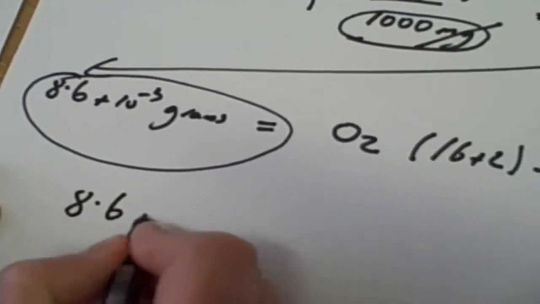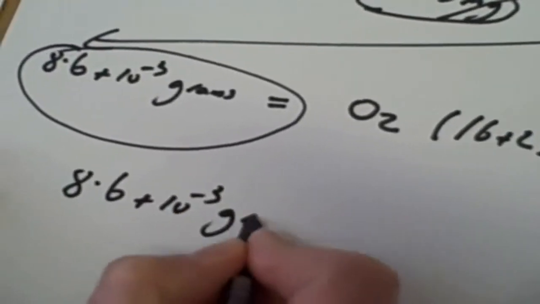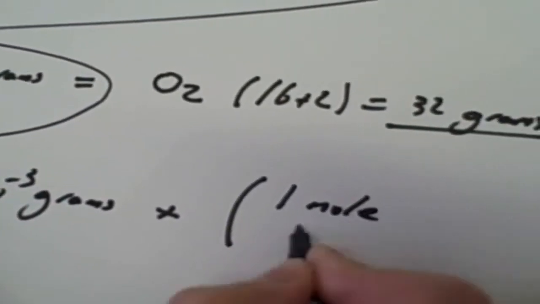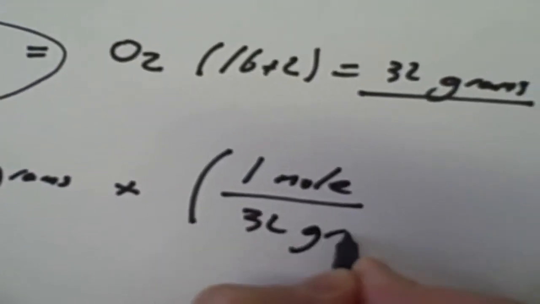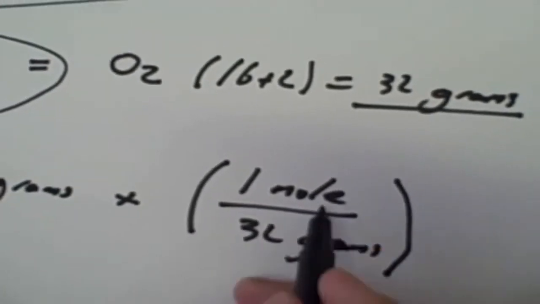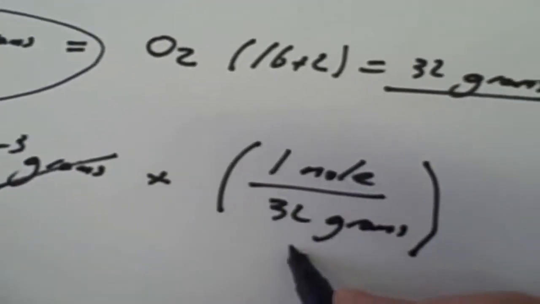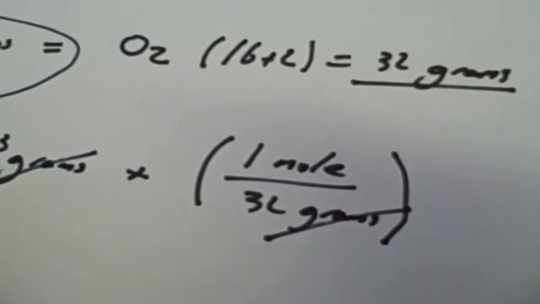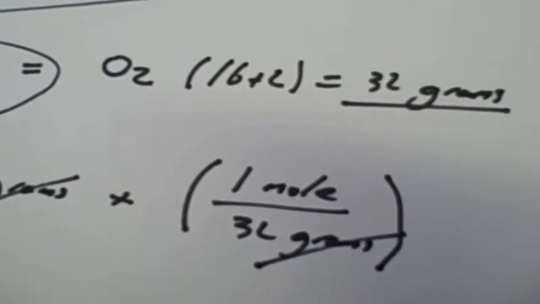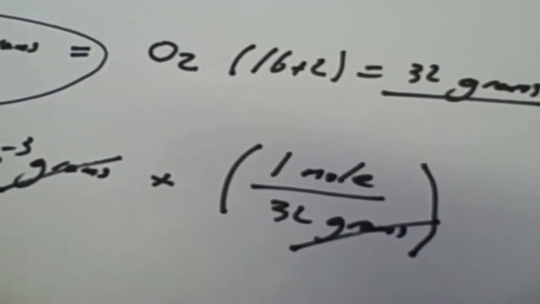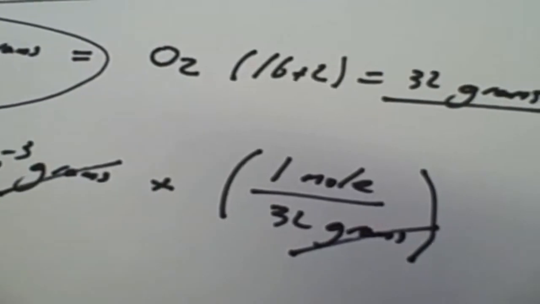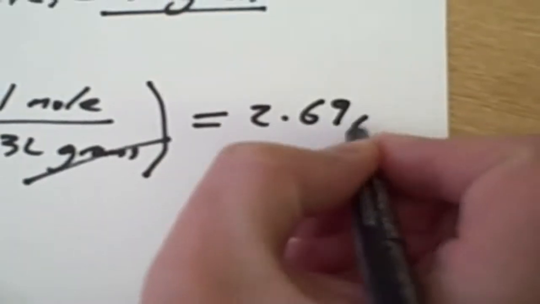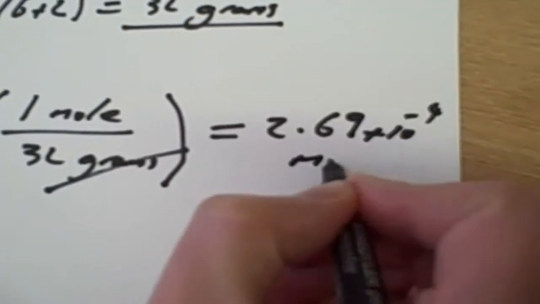So 8.6 times 10 to the minus 3 grams multiplied by 1 mole over 32 grams. All I'm doing here is trying to get rid of the grams term so I get my answer in moles. The grams will cancel each other out if I just quickly put this through. 8.6 times 10 to the minus 3 multiplied by 1 over 32 gives me an answer of 2.69 times 10 to the minus 4 moles.